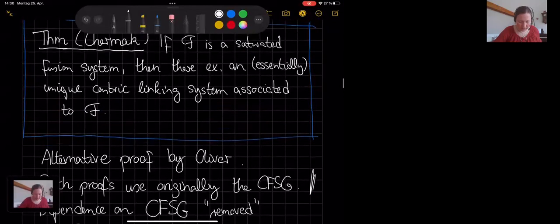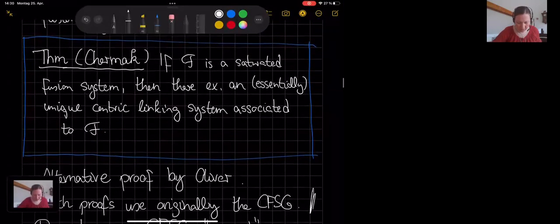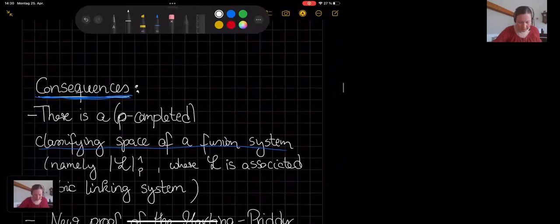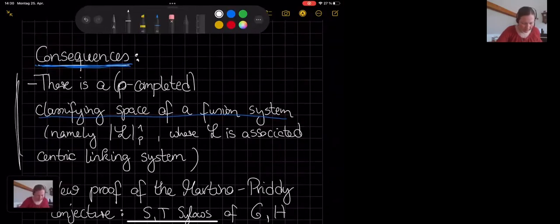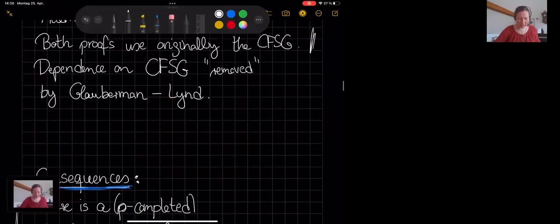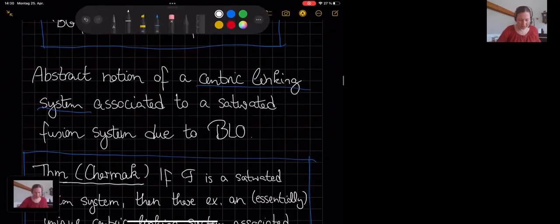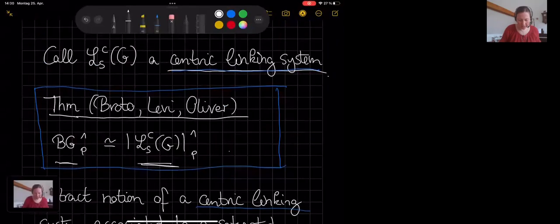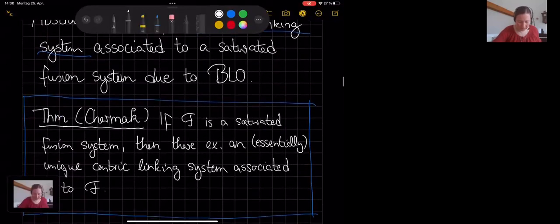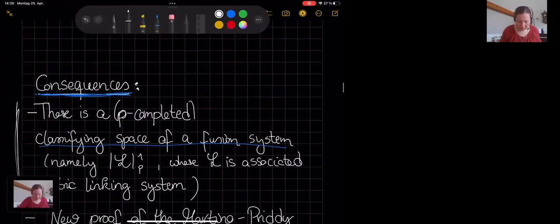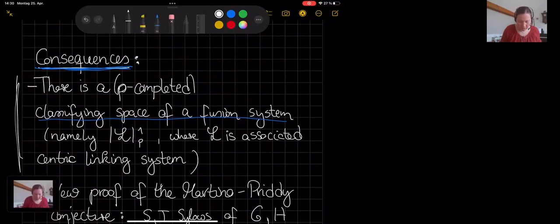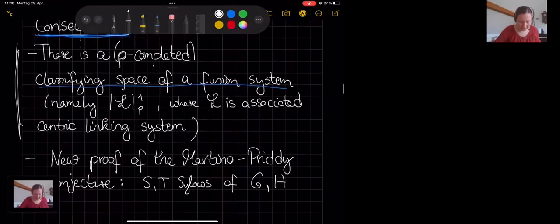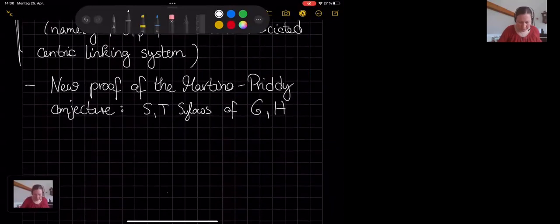So, okay, this theorem is very important, very interesting, at least for two reasons. First of all, it means that there is something like a p-completed classifying space of a fusion system. Because for groups, if we look at the p-completed classifying space, we can just as well look at the p-completed classifying space of a centric linking system. So we can now do the same for an abstract fusion system. There is this unique centric linking system, and we can look at the p-completed nerve of this. And then we also get a new proof of the Martino-Priddy conjecture.